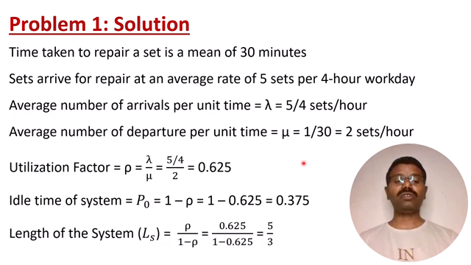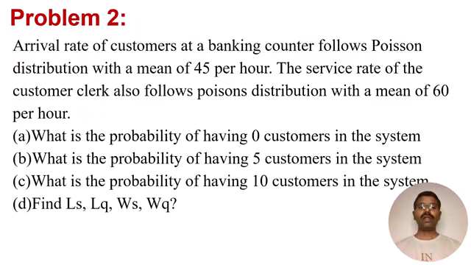Then he also asked about the length of the system. The length of the system Ls is equal to rho by 1 minus rho. You already know rho, that is 0.625. If you substitute this 0.625, you will get the length of the system. And let us go to the next problem.